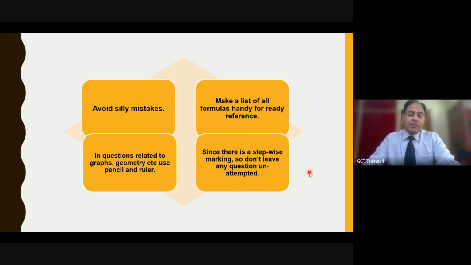For a 1 marker, if the method is wrong and the answer is correct, no issue in that. Marks will be given only for the correct answer. But if it is a 2 marker, 3 marker, by chance it happens that the answer may come out to be correct, but the method is wrong, no marks will be given.